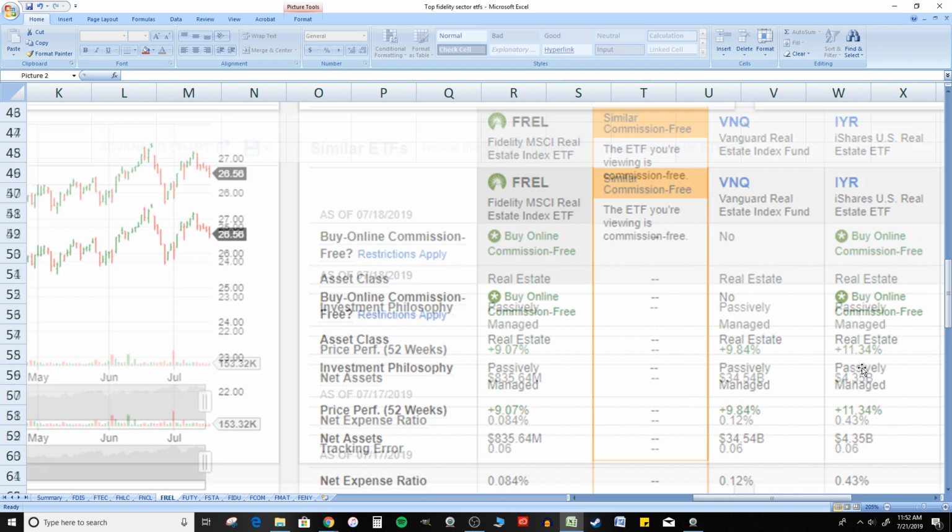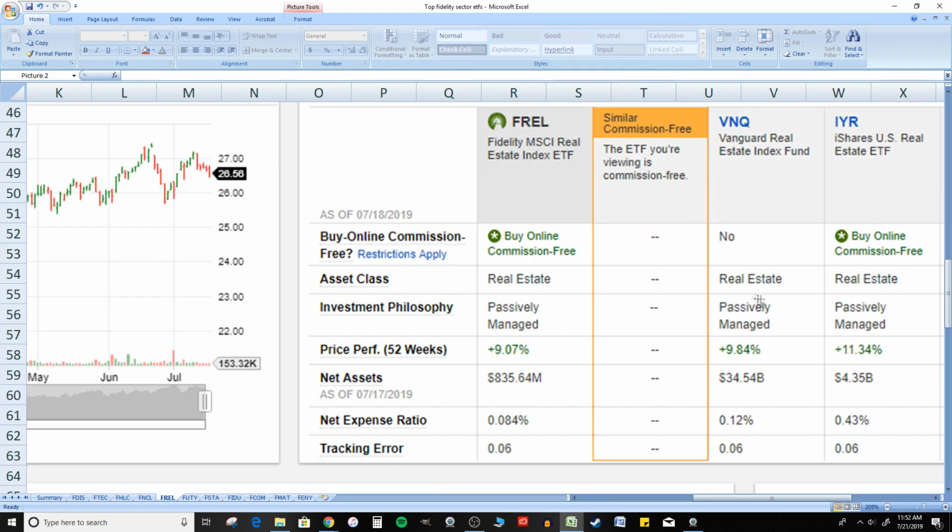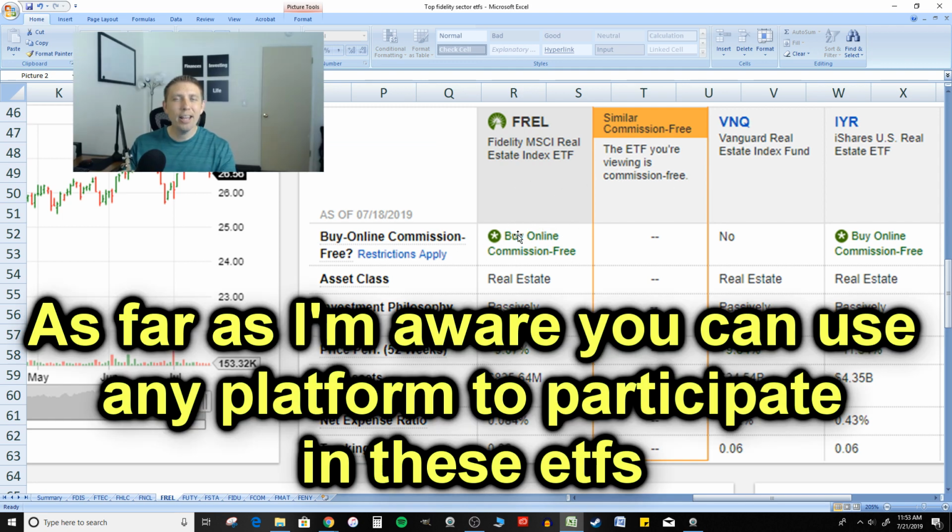So the competitor, if you want to compare this against Vanguard's version of this, is VNQ, and you can see how they stack up here. One thing I forgot to point out is that you'll notice it says buy online commission free. If you want to do your investing through Fidelity, there are many investments through the platform you can get for free, so that every time you place an investment, you're not incurring transaction fees, which is nice. But you don't have to invest in Fidelity, or you don't have to have a Fidelity platform, I should say, in order to invest in these things. You can use any platform you want to participate in these different sector funds.